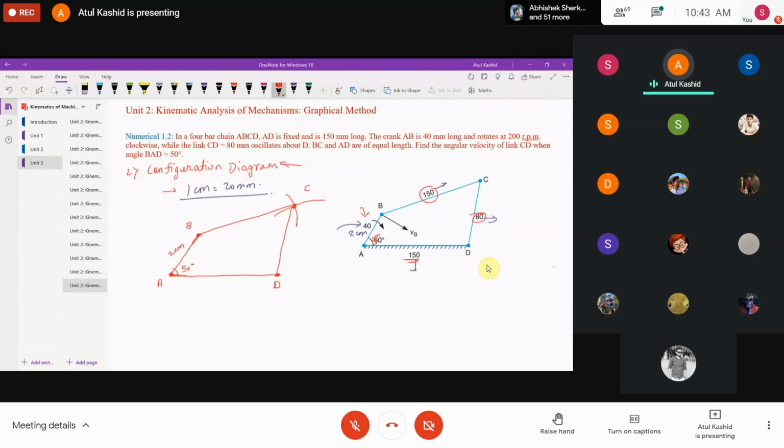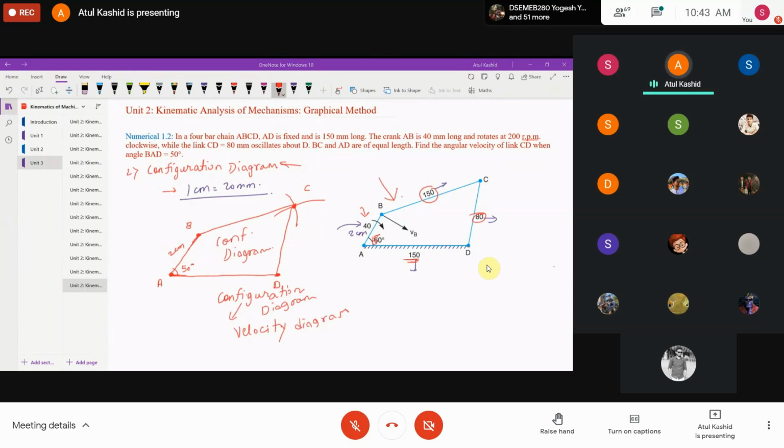That's right. So what is this? This is your configuration diagram. This is the step 2, configuration diagram, right? For this configuration diagram, we have to draw the velocity diagram, right? So this is your configuration diagram. Configuration diagram is nothing but the same diagram we are drawing with the scale, right?